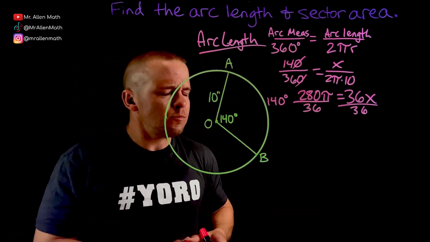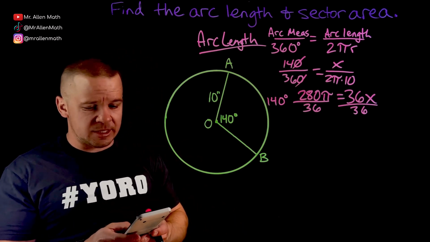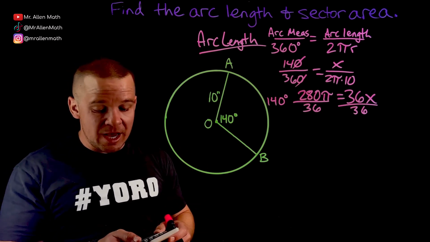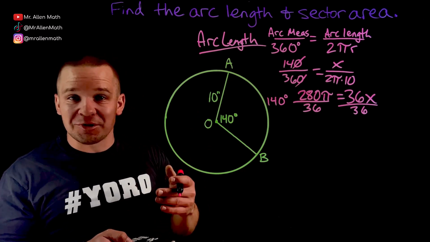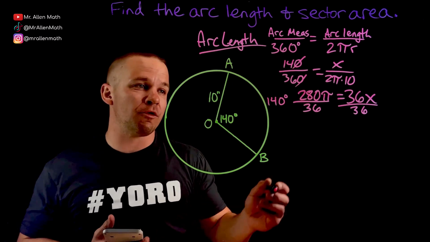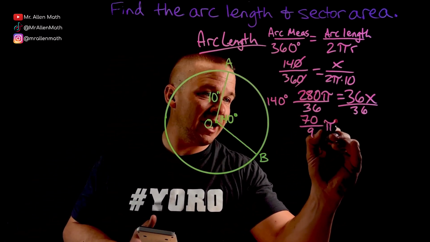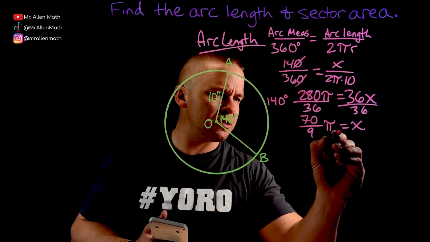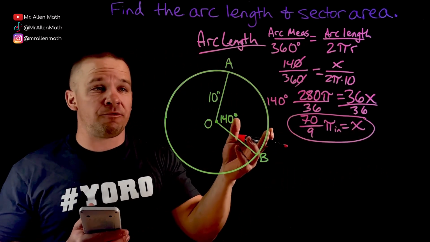I'm going to bust it out for this one, right? So we can hit 280 divided by 36. We get 7.7 repeating. If you hit math and then the first option there is frac, I'm going to hit enter and then enter one more time. I get 70 over 9. So we can leave this as 70 over 9 pi equals x. That would be my arc length. Okay, and that'd be inches, right? So inches. Boom.